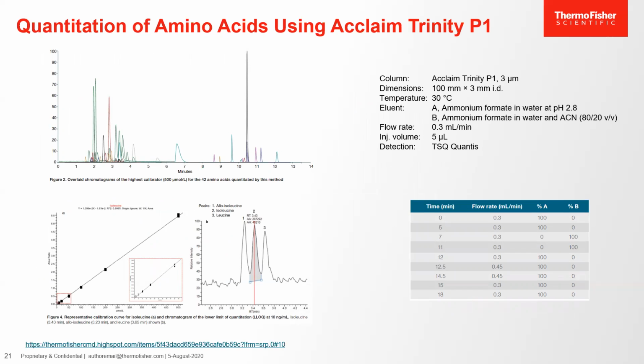This is an example of the quantitation of amino acids with the Trinity P1. You can see all of these different compounds have been separated. This was on a triple quad Quantus in an 18-minute method. Using the Trinity P1 allows you to actually see the amino acids, which, if anyone's tried to analyze amino acids on other columns, is not always the easiest. They're showing here that it can be done with 42 different amino acids. They are all individually identified and for the most part separated based on MRM transitions.